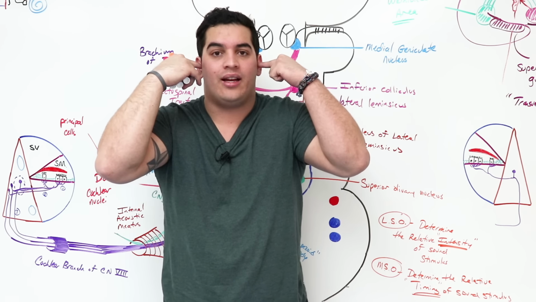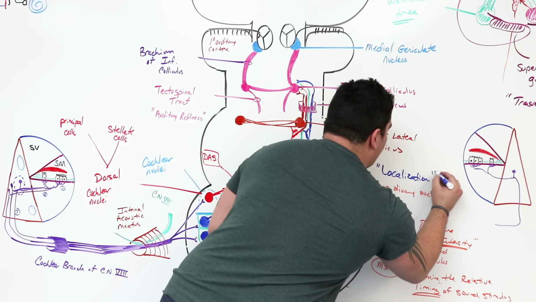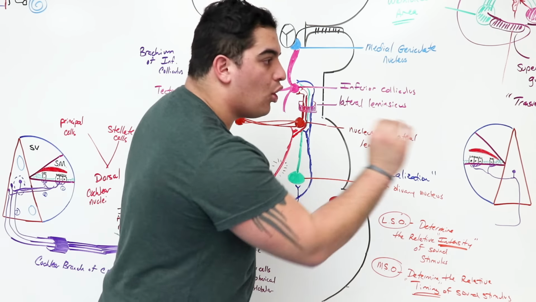If you don't even remember this, at least remember this point. He plays a role in localization of the sound, okay? So he helps us to localize the sound, where the sound came from. Is it behind us, in front of us, side of us? Where is it? So he is really important for that. One more thing he's important for.